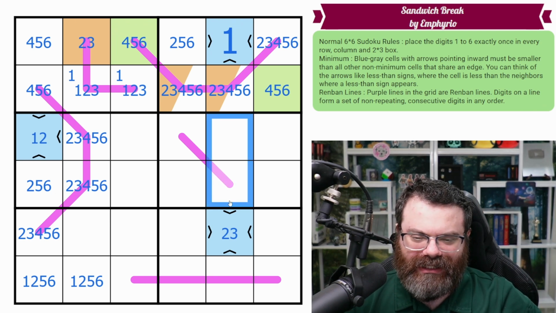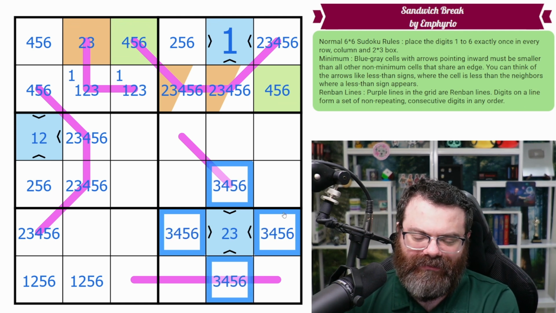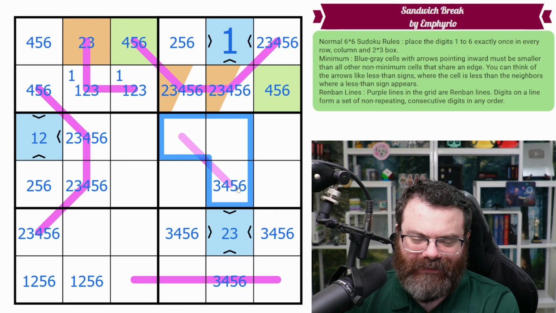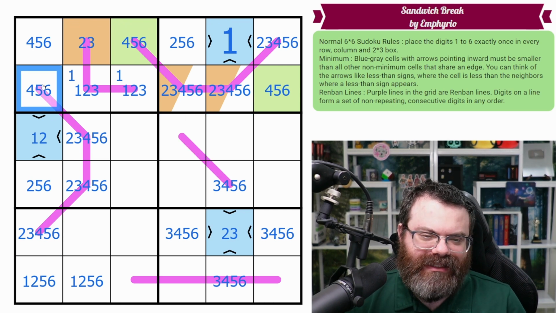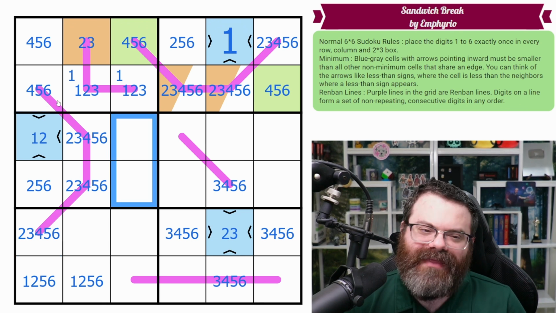Did ones get limited? I mean, 1 and 2 can't go in these cells anymore. These are from 3, 4, 5, 6. So this can't be a 1. These can't be 1s. Maybe I'll think about this. These 2 cells go here. And that's enough to do it.